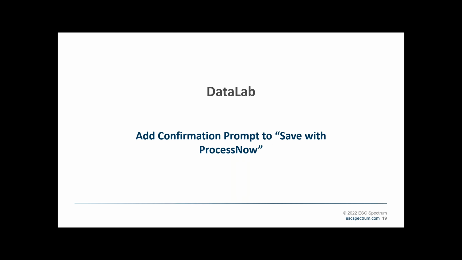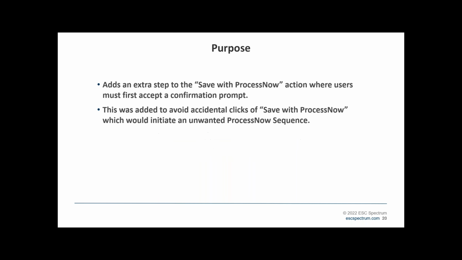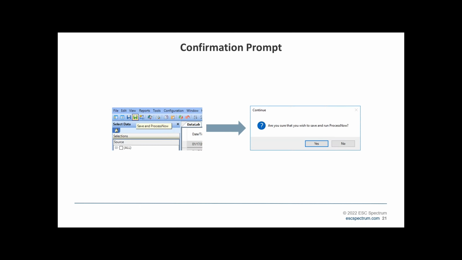Data Lab. Add a confirmation prompt to save with Process Now. The purpose of this is to add an extra step to the Save with Process Now action to help avoid accidental clicks of Save with Process Now, which would initiate an unwanted Process Now sequence. Here's a screenshot of the new confirmation prompt.